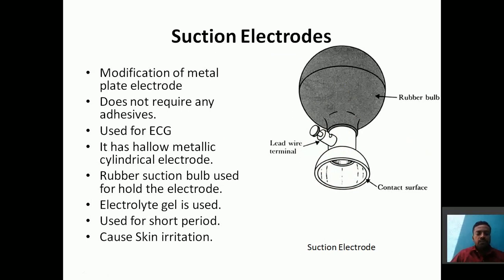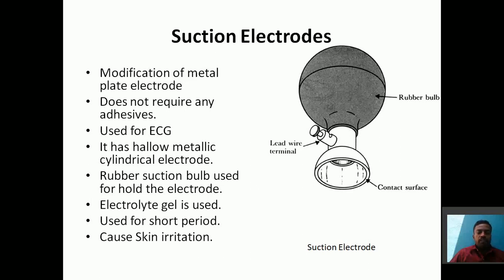Electrolyte gel is needed here; all the electrodes need electrolyte gel. The electrolyte gel is placed at the edges of the contact surface. These electrodes are used to measure the ECG for a very short period only, which is the disadvantage. We cannot measure the ECG for a very long time, only for a short period.